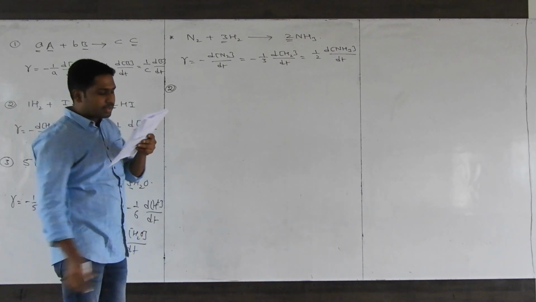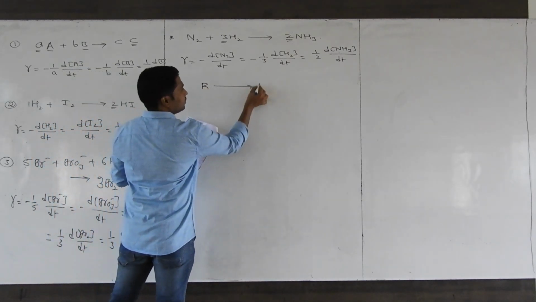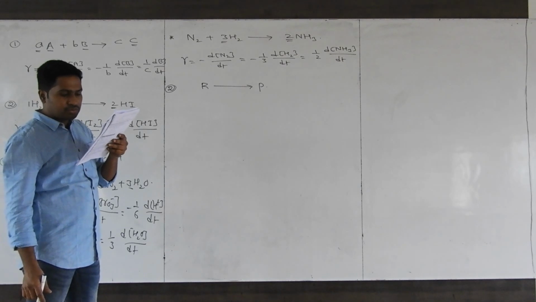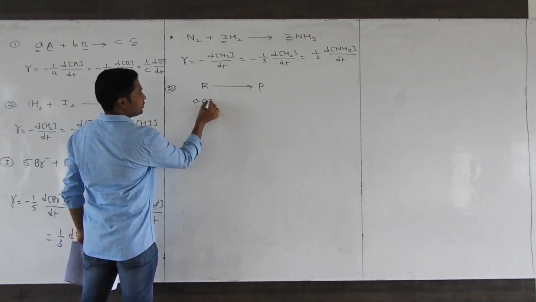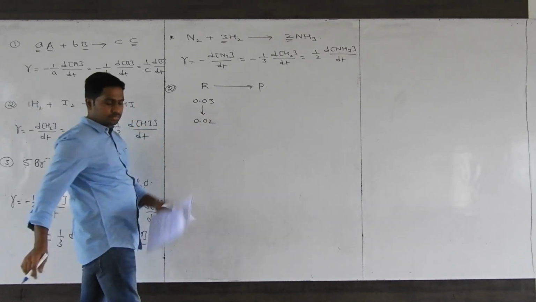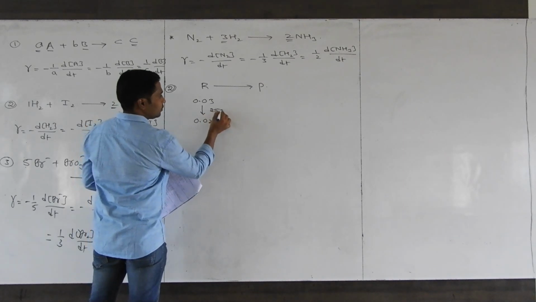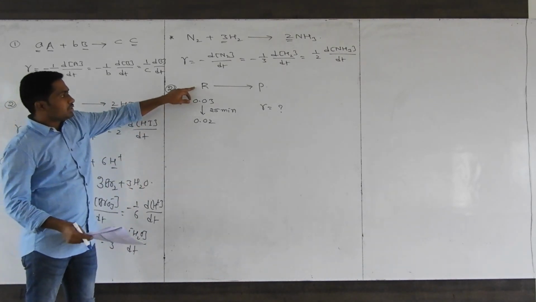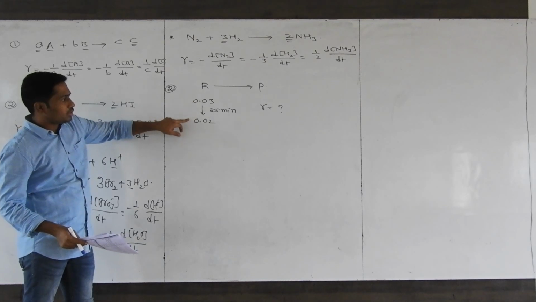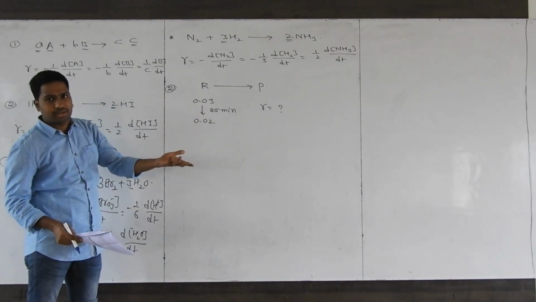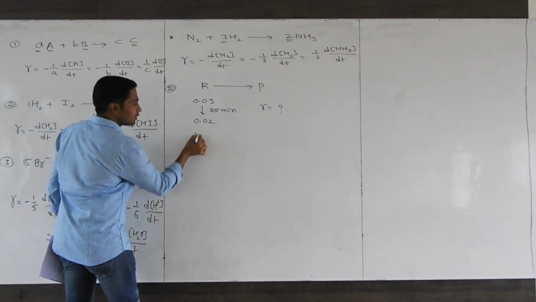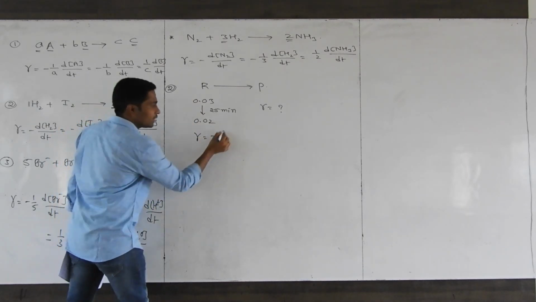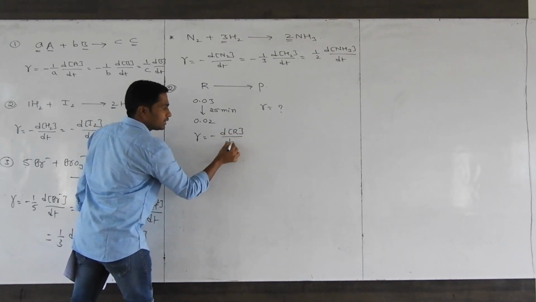For a chemical reaction, reactants are converting into products. The concentration of the reactant is changed from 0.03 to 0.02 molar in 25 minutes. Then what is the rate of the reaction? What is the speed of the reaction? So what has to be written? Rate of reaction R is equal to, with respect to reactant, should be expressed because the given information is related to the reactant, minus of what can be written? Change in concentration of reactant by time change.